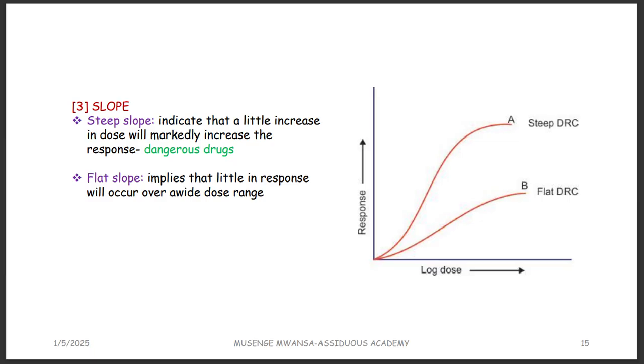That means that drug is dangerous, because any slight change that you give, there's going to be a very high increase in response. But a flat graph means that, you can see from here, let's say this is 10, up to here, let's say that's 50. You can see there's just a small increase in the response of the graph. So such drugs are much safer.